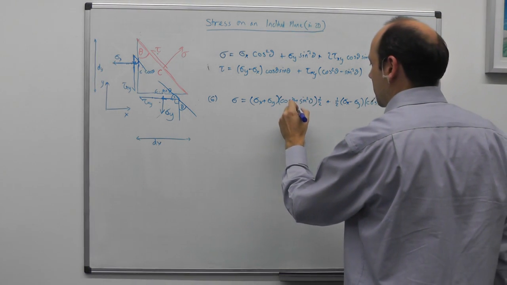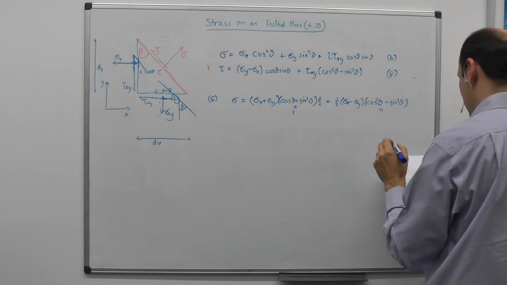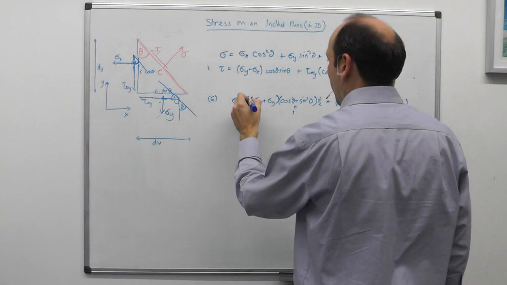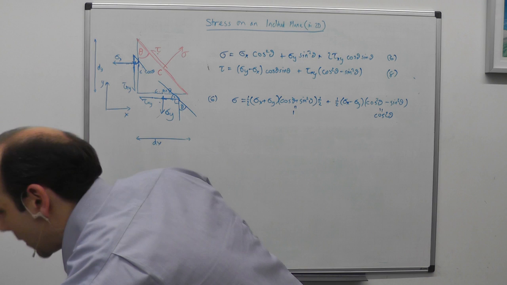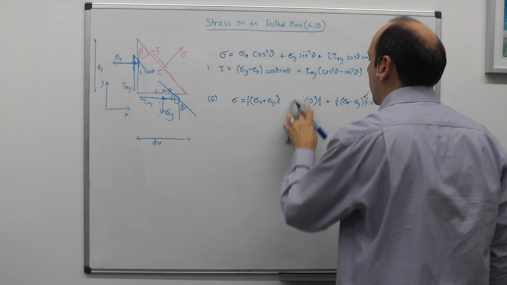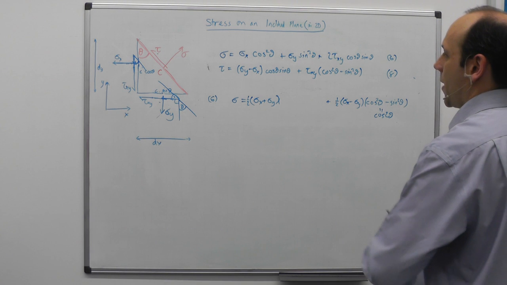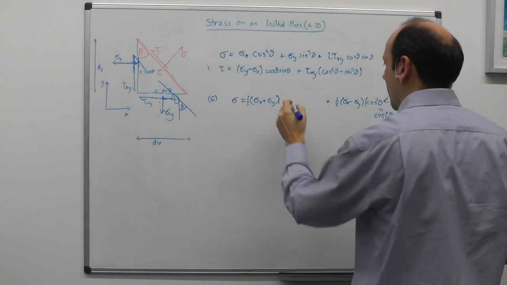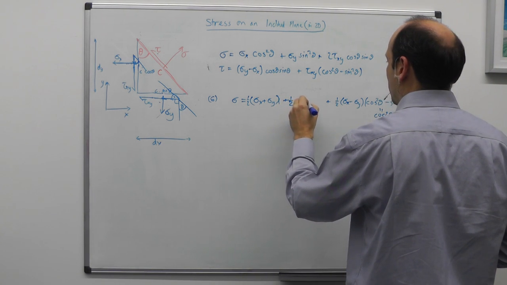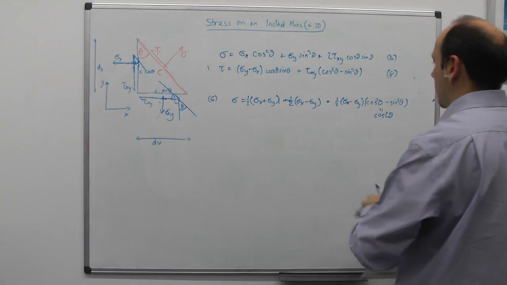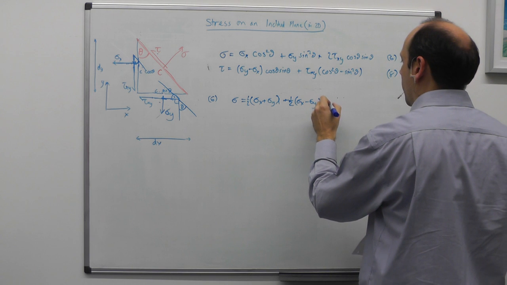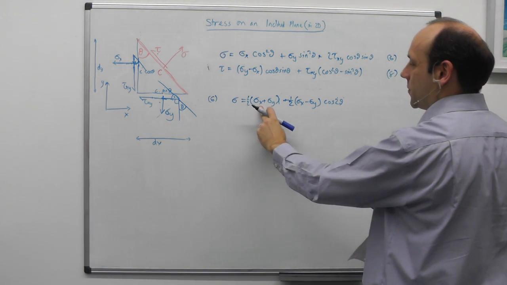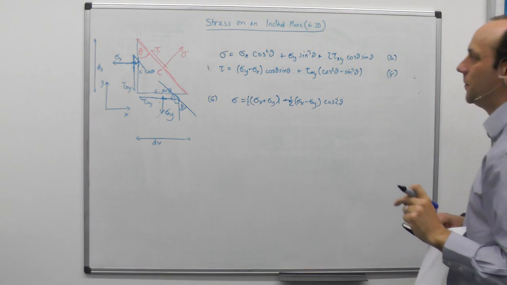But this is equal to 1, and that's, of course, equal to cos 2 theta. So what I've got here, let me pull my half over, do a bit of magic whiteboard rubber. What I've got here is the average of the two normal stresses, plus cos 2 theta times the difference between them. So I'll just rewrite that, a half sigma x minus sigma y times cos 2 theta. And that's the same as those two. So this is the average of the two normal stresses, and cos 2 theta times the difference between them.